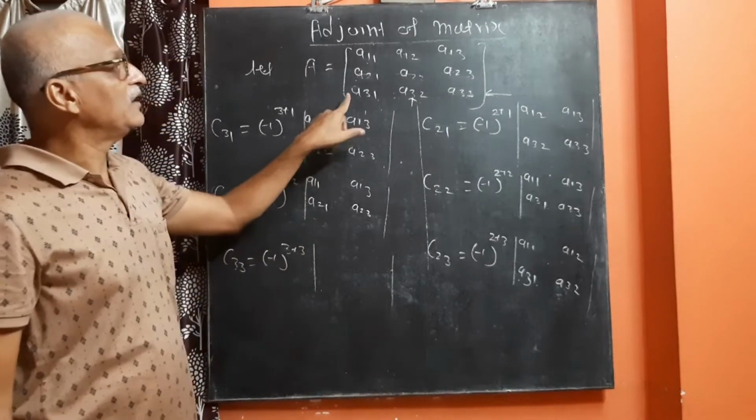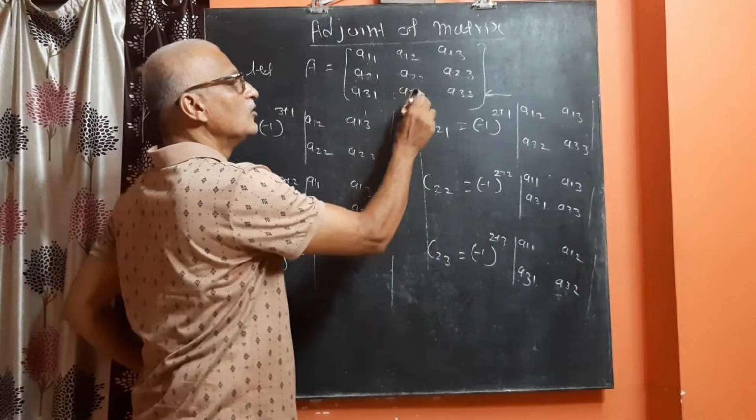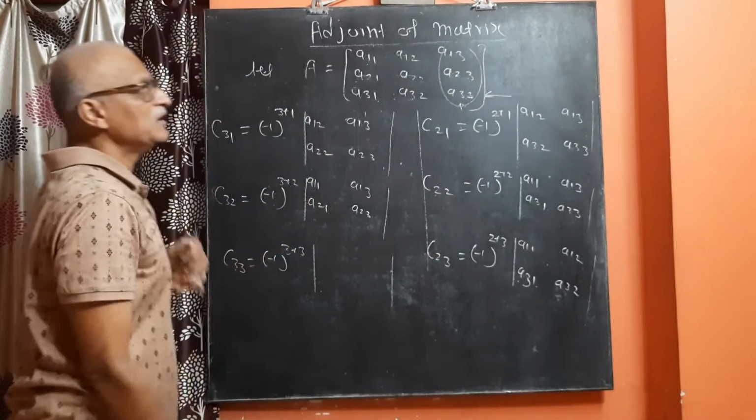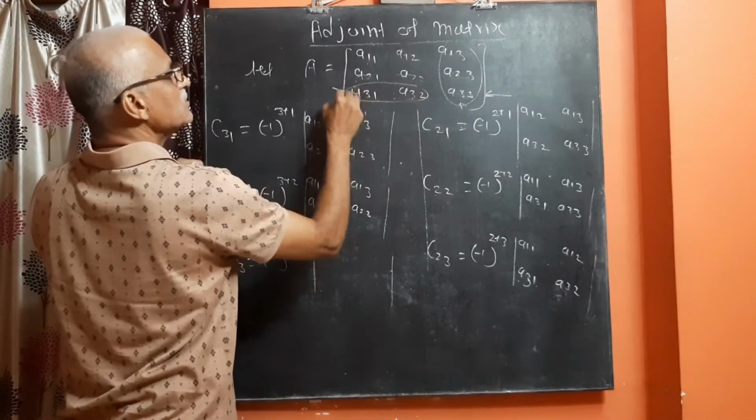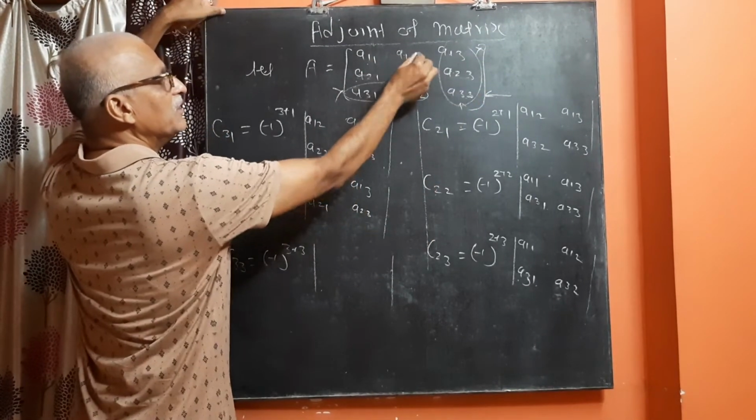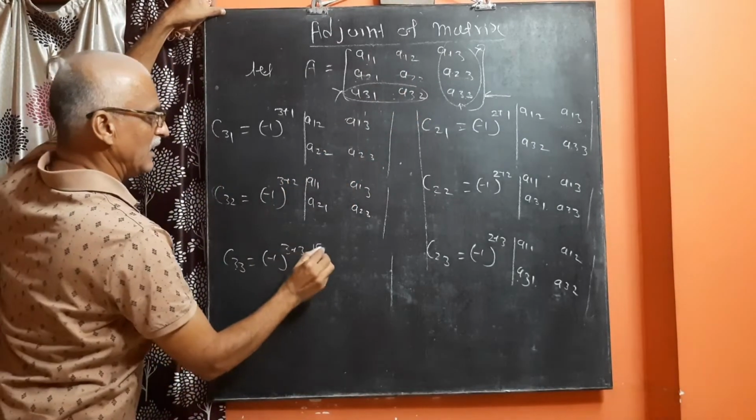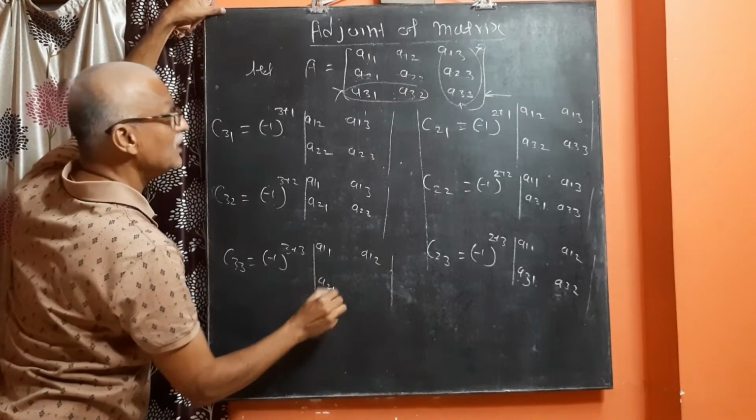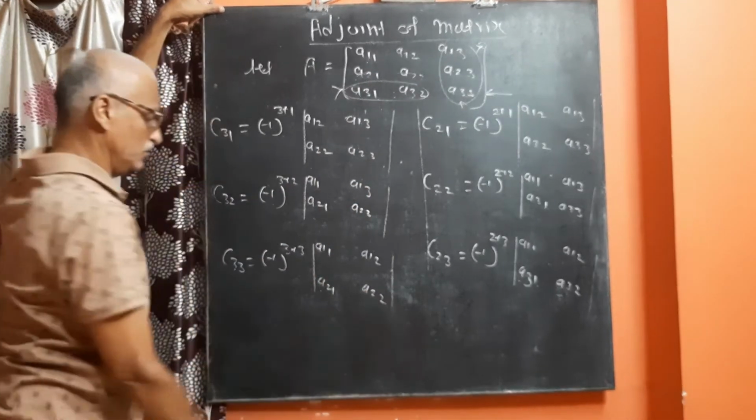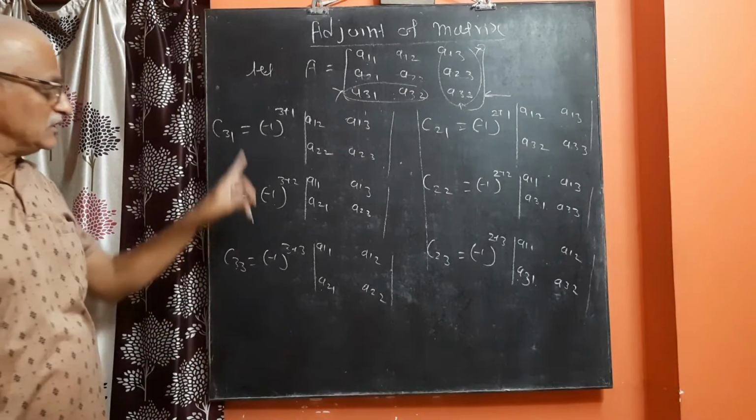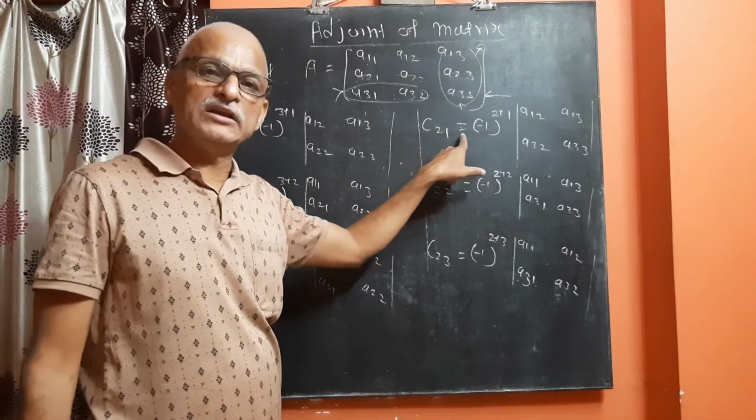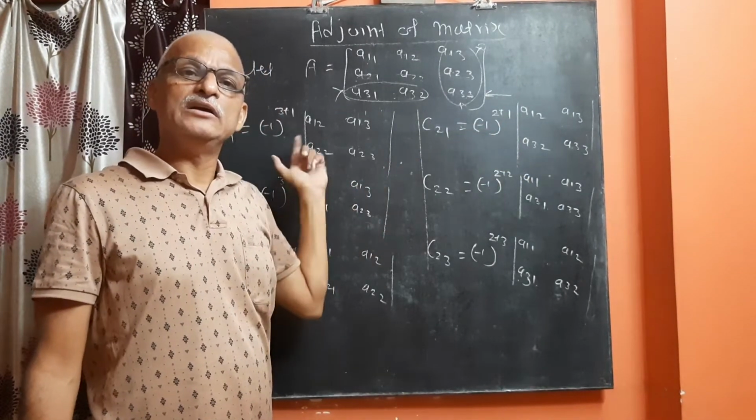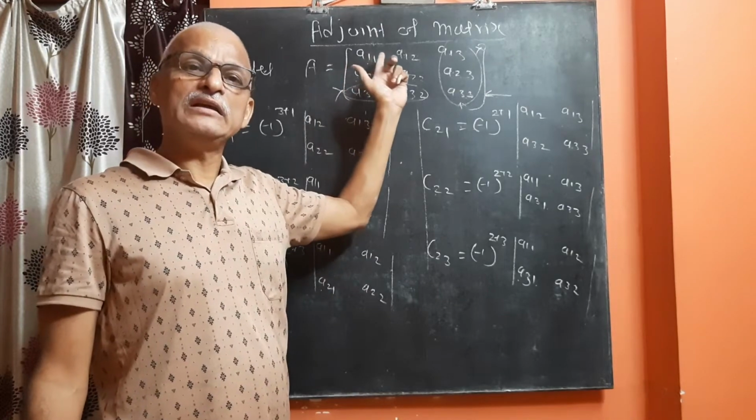C33 again lies in the third row, but the third row and third column are removed. What is remaining? The remaining are A11 A12 and A21 A22. In this way, after writing all, you have to find out the value of each. After simplifying the 2 by 2 determinants, you will get all 9 values of cofactors of the corresponding elements.